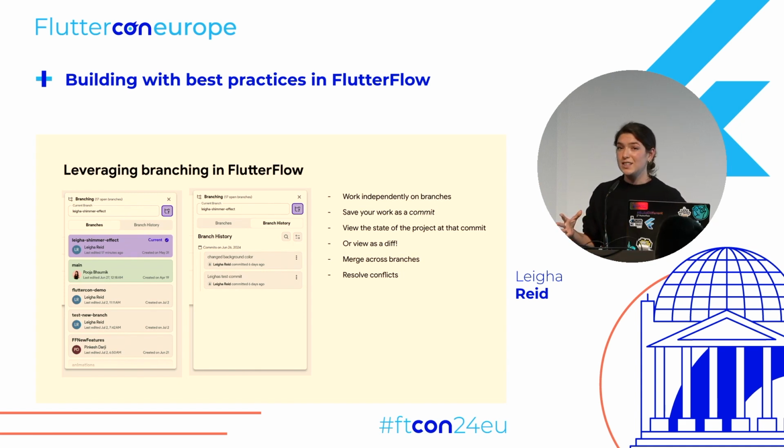But one of the benefits of using a visual development environment is I get these great features like being able to quickly see the state of my project at a certain commit, easily right-click to revert my project to that commit, or even see a visual diff of what has changed at that commit. So this gives you, in my opinion, a nicer experience rather than working in just the branching panel in VS Code.